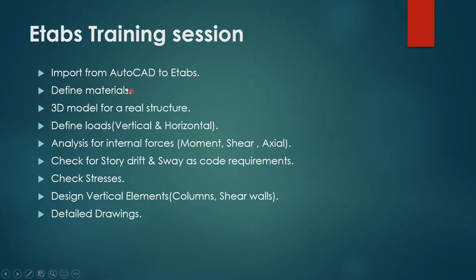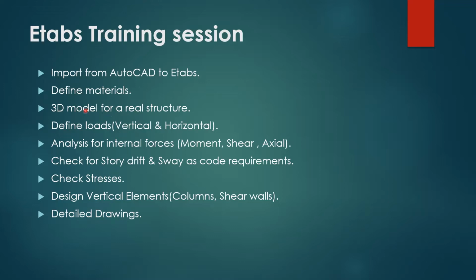Later on, we will need to define the material. The material could be concrete, steel structure, timber, masonry, any type of material you can define in the software. After defining and assigning material, we are going to do the 3D model of the structure, bringing this model from the realistic stage, from AutoCAD, into the 3D model stage.